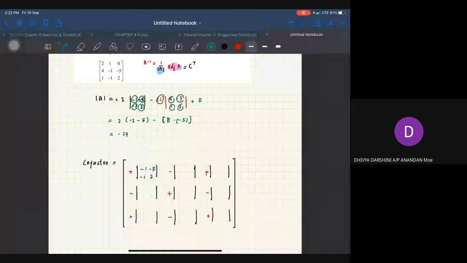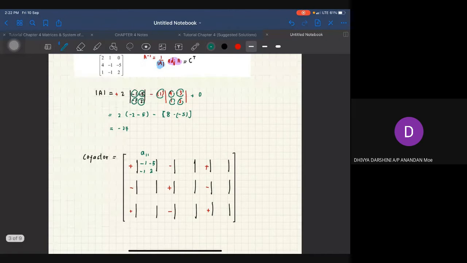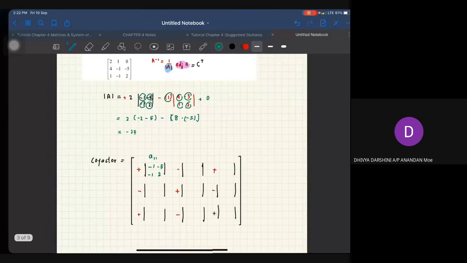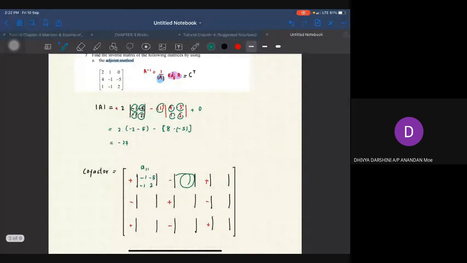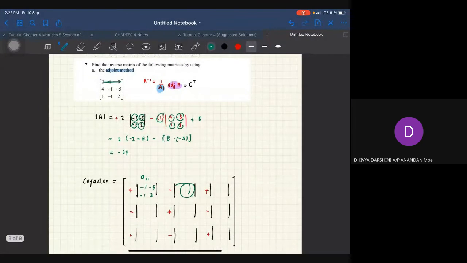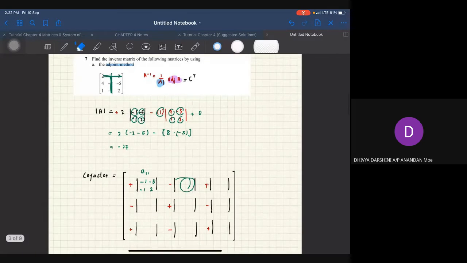Alright, so for the second one dekat sini pula. So awak akan buang this row over here, the first row and then the second column dekat sini. So what's left for you is just 4, negative 5, 1 and 2. Okay, so untuk this one cuba awak sambung sendiri. Awak dah buat kan?